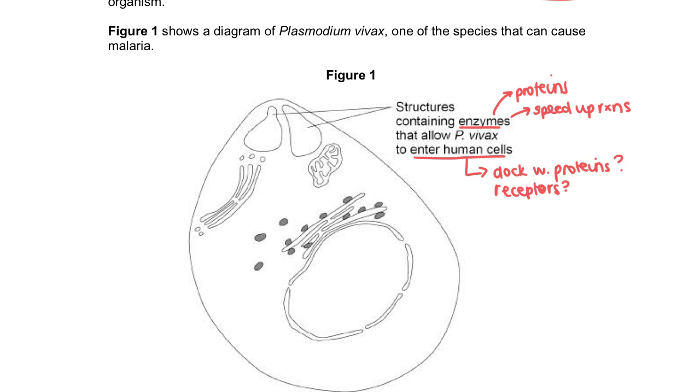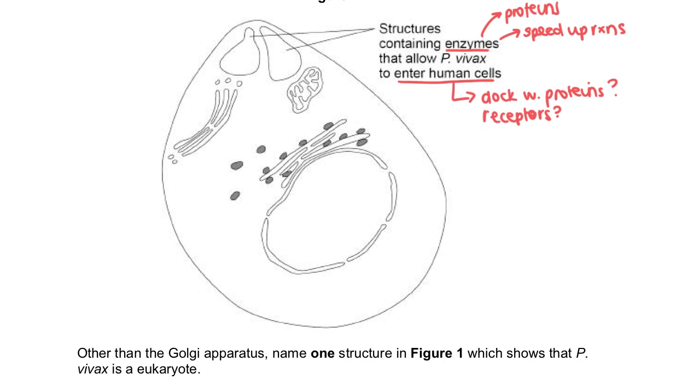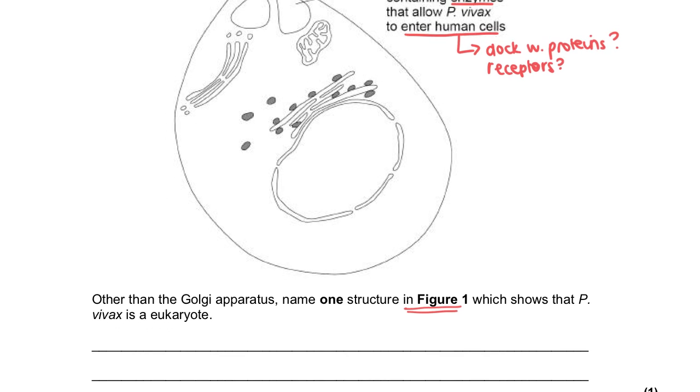And so for this question, we have to use the diagram. So it says, other than the Golgi apparatus, or the Golgi, whatever you want to call it, name one structure in figure 1 which shows that P. vivax is a eukaryote. And there are a few options that you could have said. So Golgi apparatus, we are not discussing the organelle that I've just put across through. So here you could have said that we have got a nucleus, nice and easy. And I'm going to put a number 1 next to it here.